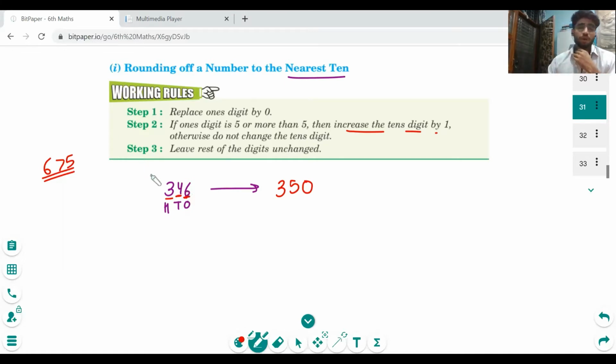Okay, let's try another one. How about 2553? Again, we have to round off to the nearest 10. You need to read the question first. If it says nearest 10, you will do it the same way. Now let's look at the ones digit. We will make that equal to 0. The second step, is it greater than or equal to 5? No. If it is not greater than or equal to 5, we will keep the tens digit as it is. And the remaining digits will remain as they are as well.